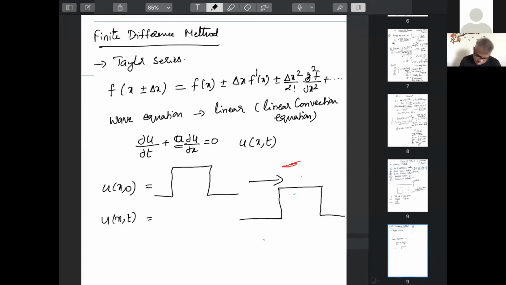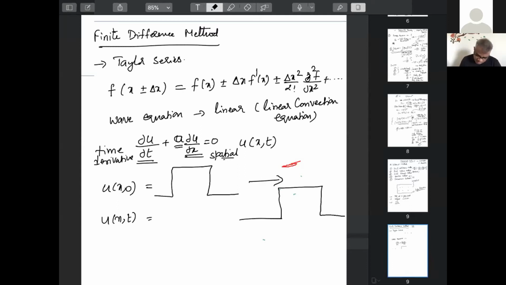Now let us look at this equation. In this equation you have a time derivative term and a spatial derivative term. So you need to approximate these two things. How do you approximate this?